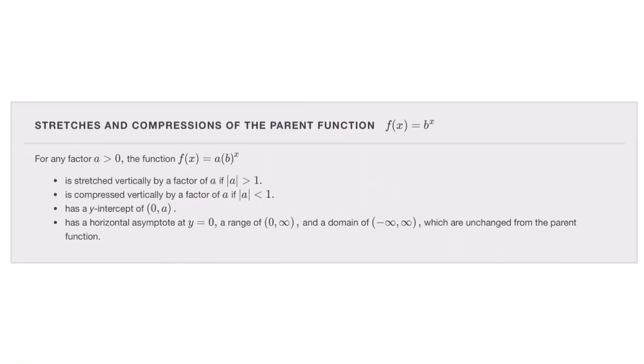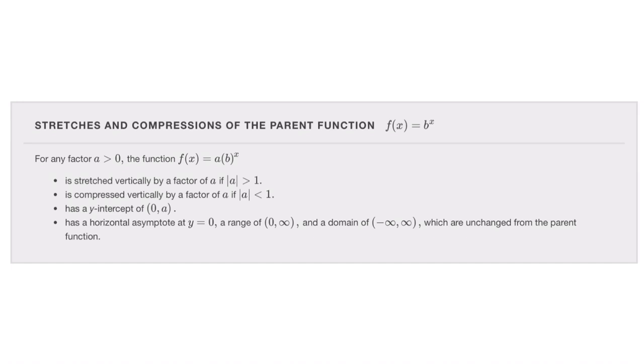So stretches and compressions of the parent function of the exponential function. For any factor a positive, the function f of x equals a times b to the power of x is going to be stretched vertically by a factor of a if the absolute value of a is larger than 1. It's going to be compressed vertically by a if the absolute value of a is less than 1. It's going to have a y-intercept of (0, a). And the horizontal asymptote is going to be y equals 0 with the range from 0 to infinity and the domain of all reals, which are unchanged from the parent function, right?